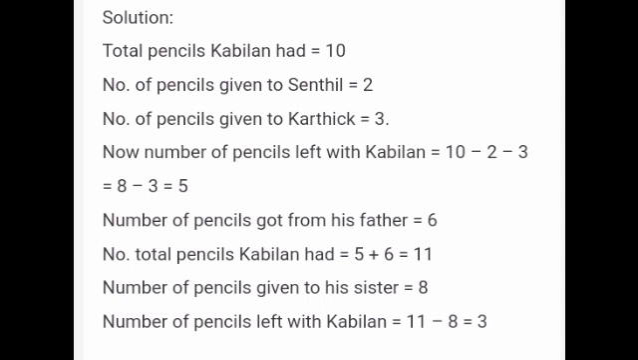Again, number of pencils got from his father. How much he got again? 6 pencils. Now, how many pencils with him? 5 plus 6 equal to 11 pencils. Again, he gave 8 pencils to his sister. Number of pencils left with Kabilan equal to 11 minus 8 equal to 3 pencils.